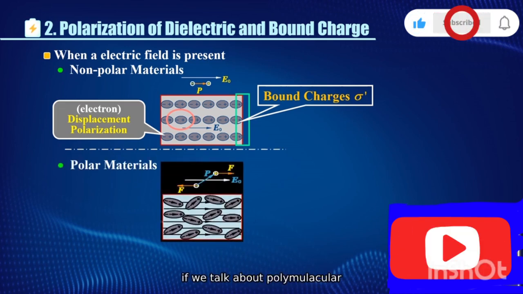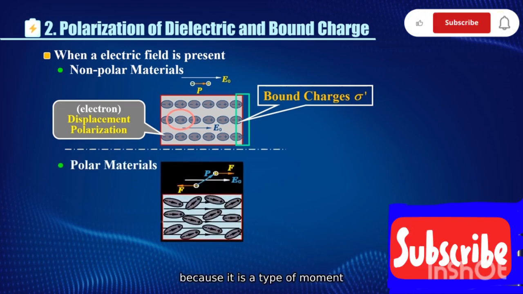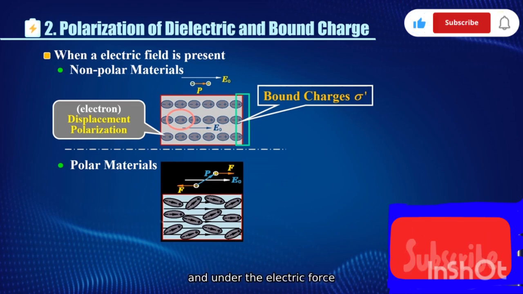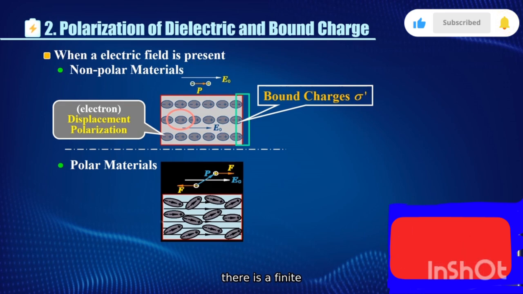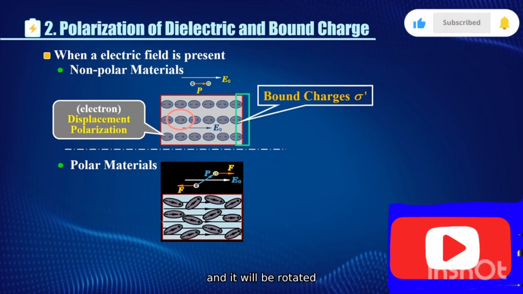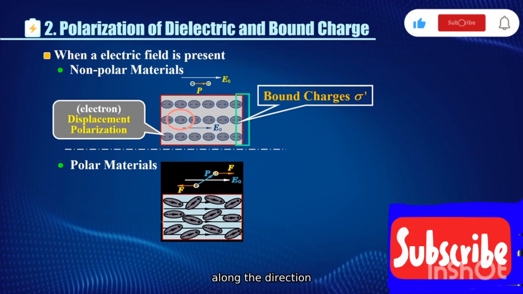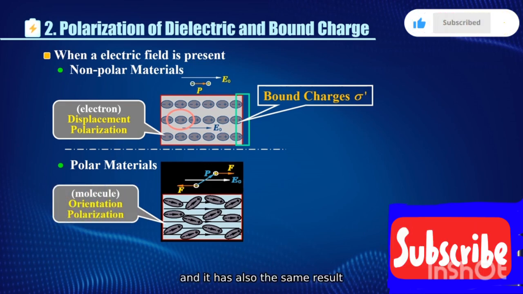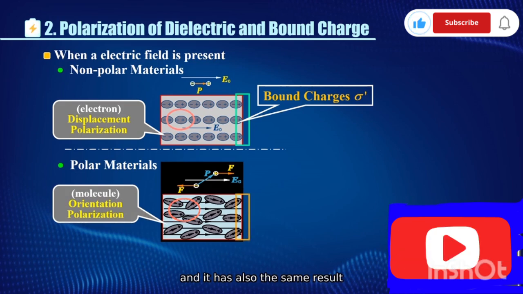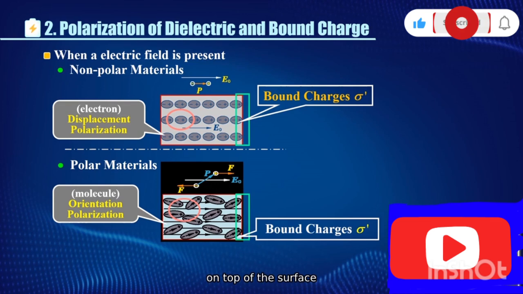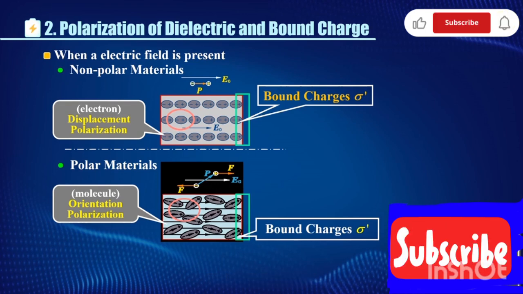And for polar molecules, because there is a dipole moment associated with each molecule, under the electric force there is a finite torque, and the polar molecules will rotate in the field. They will rotate along the direction of the external field. This is called rotational polarization. It has the same result regarding the bound charges on the surface of the system.